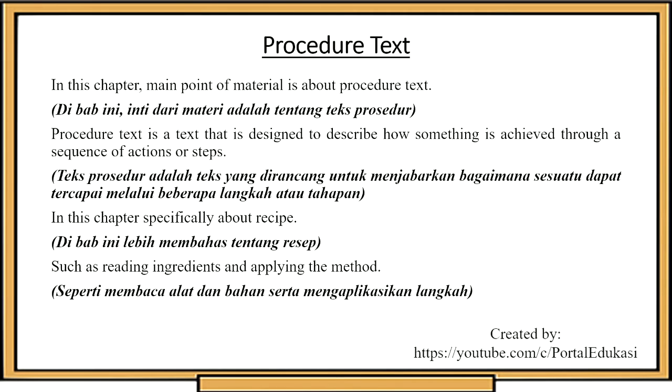In this chapter, the main point of the material is about procedure text. Procedure text is a text that is designed to describe how something is achieved through a sequence of actions or steps. In this chapter, specifically about recipes, such as reading ingredients and applying the method.